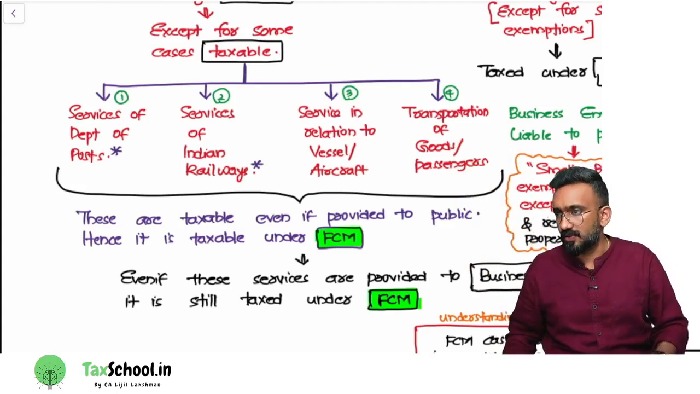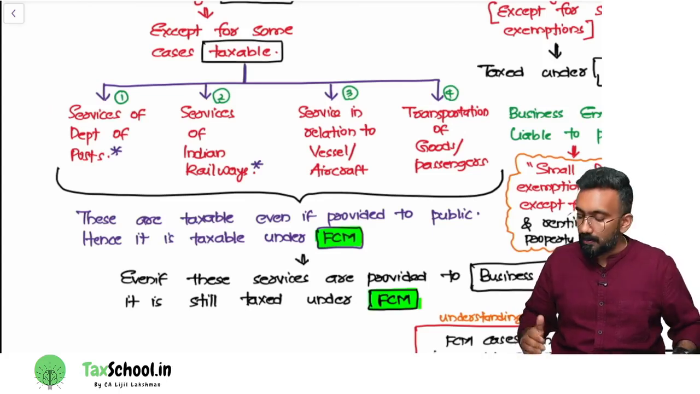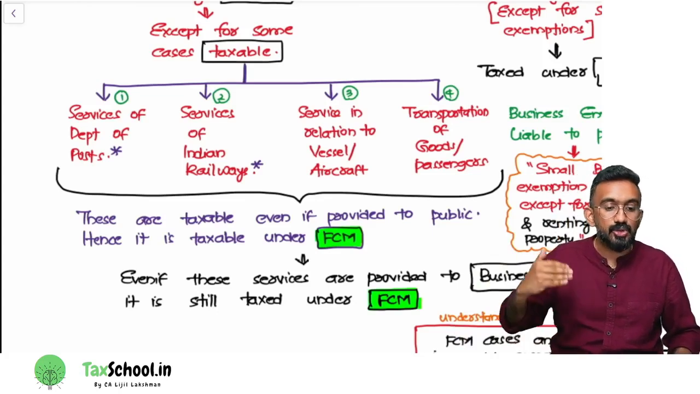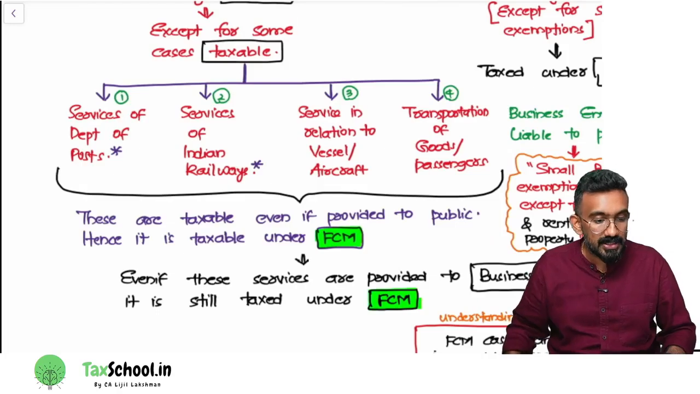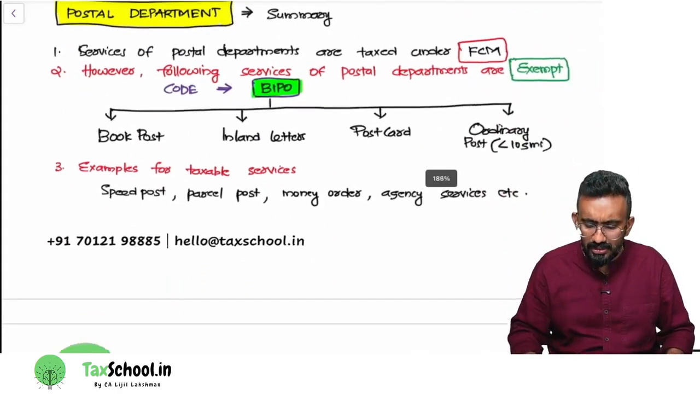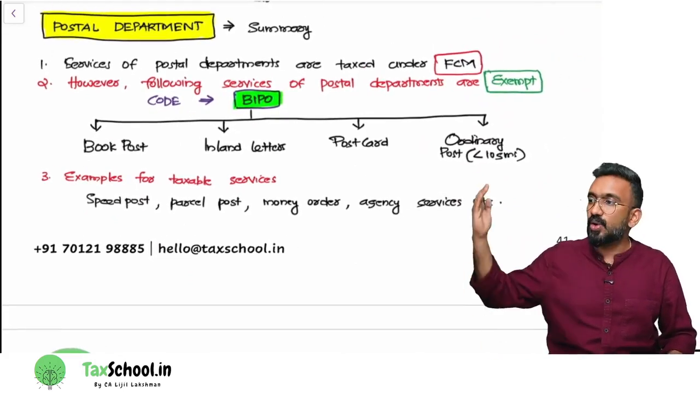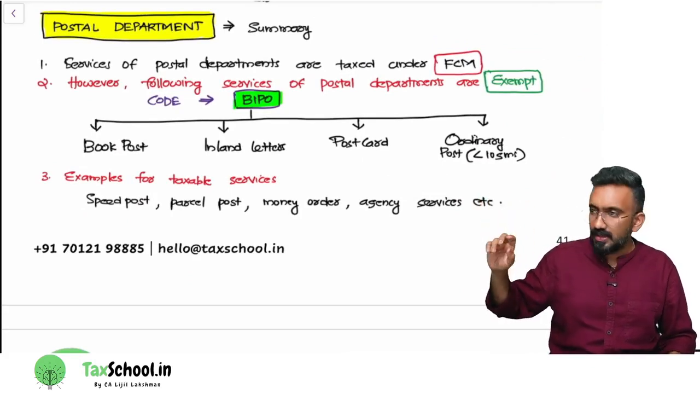Let's look at what these 4 services are. Number 1, services by Department of Post. Postal Department is government. However, Postal Department services to the public are taxable. Are all services of the Postal Department to the public taxable? No. Some services are still exempted. I used to say to the students that these are like useless services which are exempted. I have a code word for that.